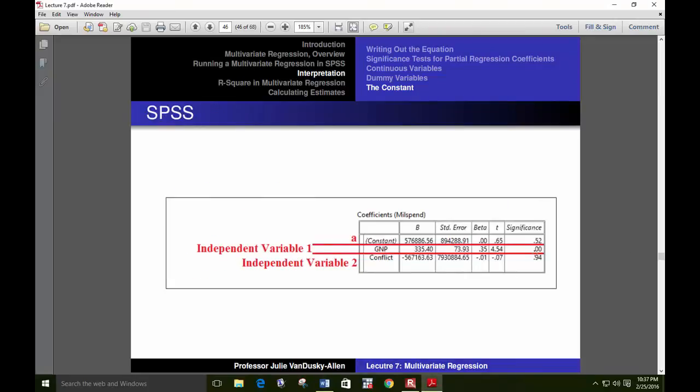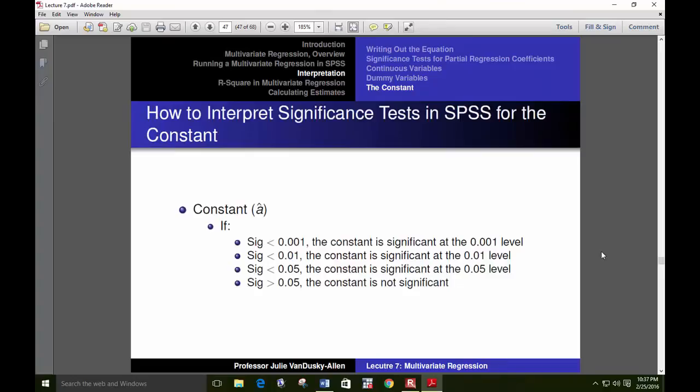So to determine whether a hat is different from 0, we look at the sig cell here for a hat. Then we compare the sig value to these rules. Note that these rules are different from the rules for determining if b hat is significant. If the sig value is less than 0.001, the constant is significant and different from 0 at the 0.001 level. If not, move on to the next step.